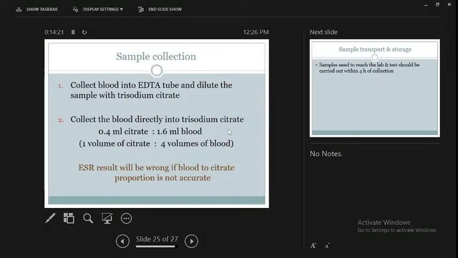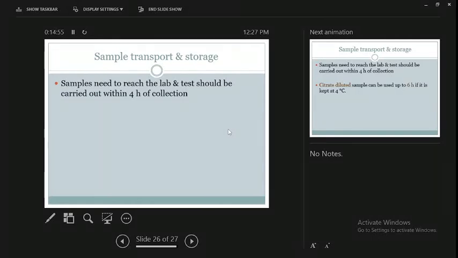So you can have two types of samples for ESR, either an EDTA sample or a citrate sample. Your EDTA sample can subsequently be diluted with trisodium citrate, 1 volume of citrate to 4 volumes of blood. That means 0.4 ml citrate and 1.6 ml blood. This correct proportion must be maintained, otherwise you will get a wrong ESR. Right? And the samples need to reach the lab, and the test should ideally be done within 4 hours of collection.